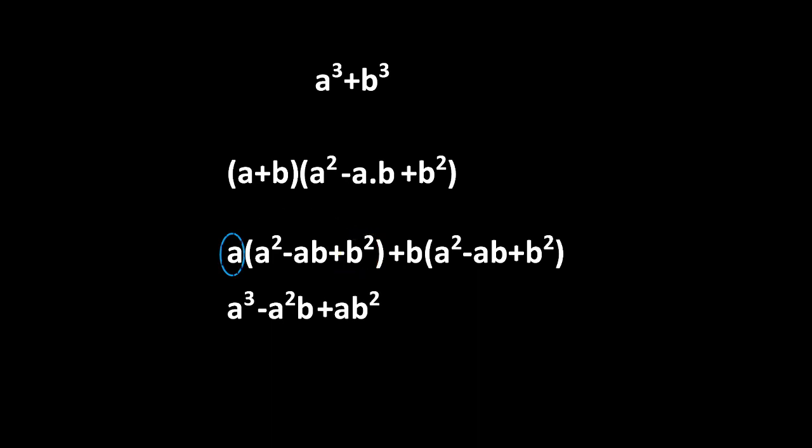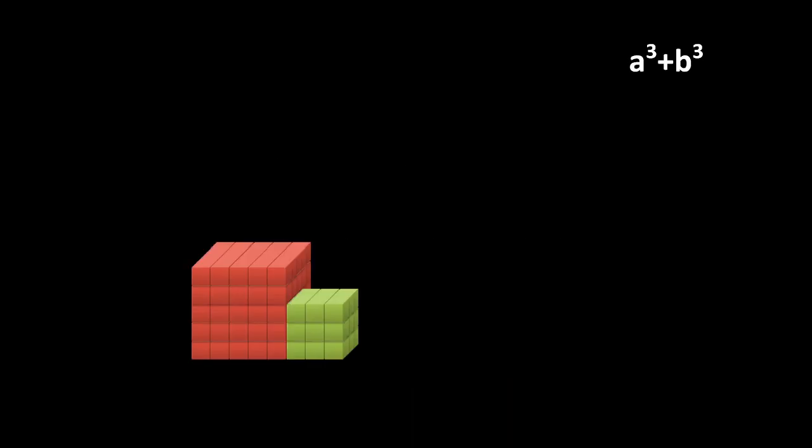In the same way, we multiply b with each term of the trinomial, and we get b a square minus ab square plus cube of b. Now, cancelling like terms having opposite sign, we get sum of two cubes, that is a cube plus b cube. Here's another way to prove the result.